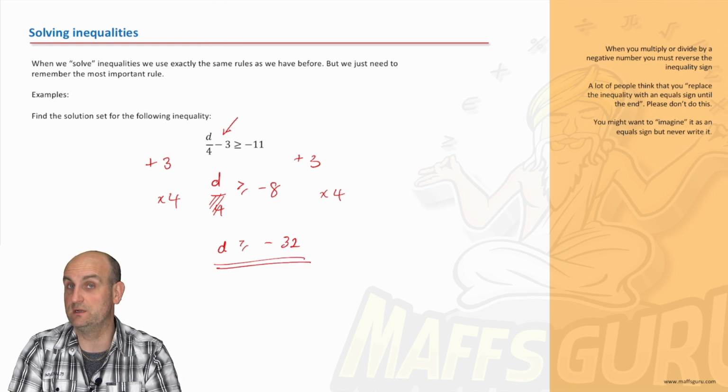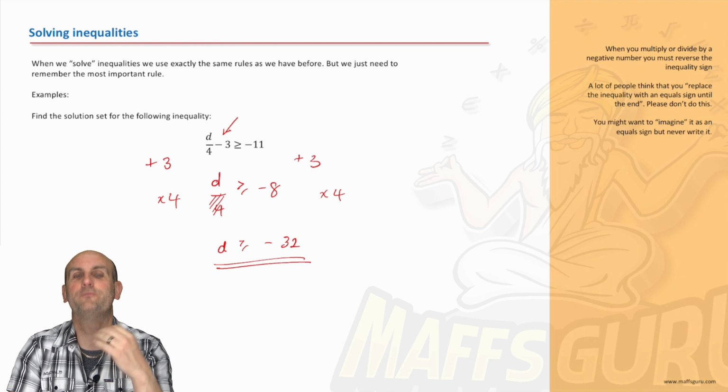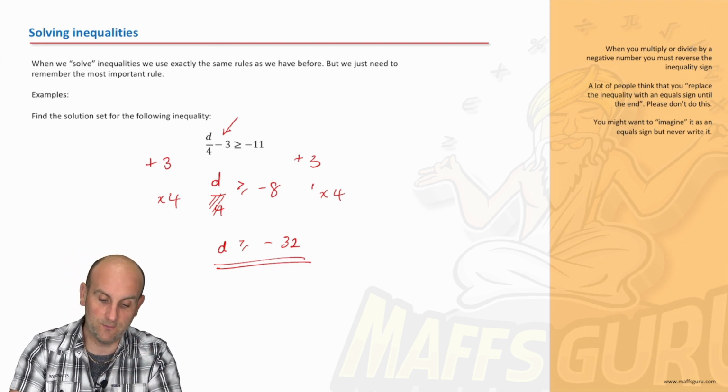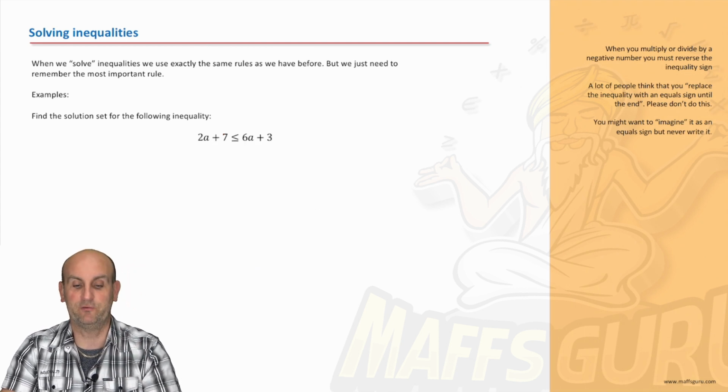Now, did I need to swap the inequality sign there? No, because I wasn't multiplying by a negative number. I was merely multiplying by a positive number.